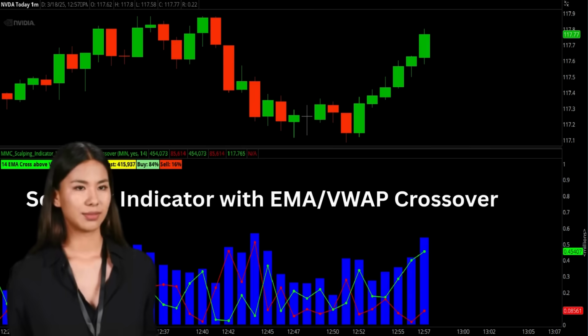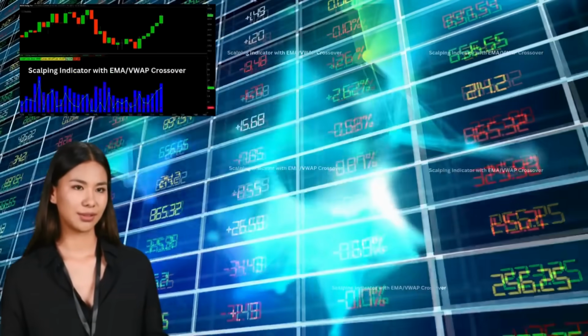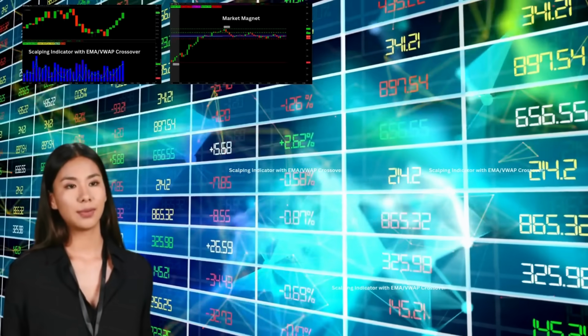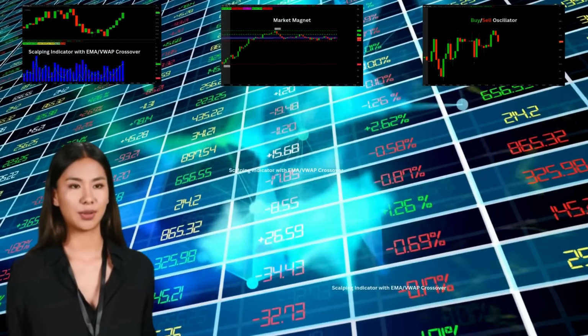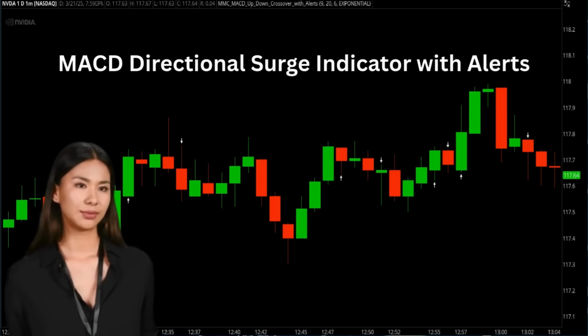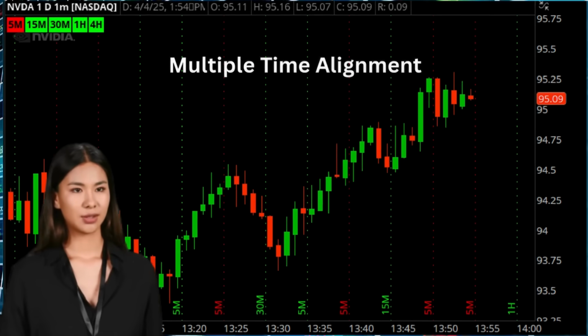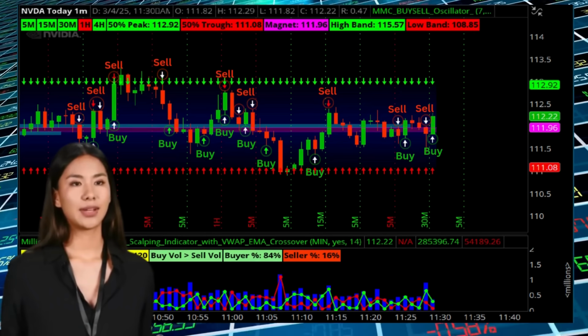These tools give you instant insight into price action. Spot buyer-seller pressure in real time with the Scalping Indicator. Feel momentum shifts as they happen with the Market Magnet. Catch early reversals with the Sell Oscillator. Ride trend changes with the MACD Directional. And see what other traders are doing with the multi-time alignment.